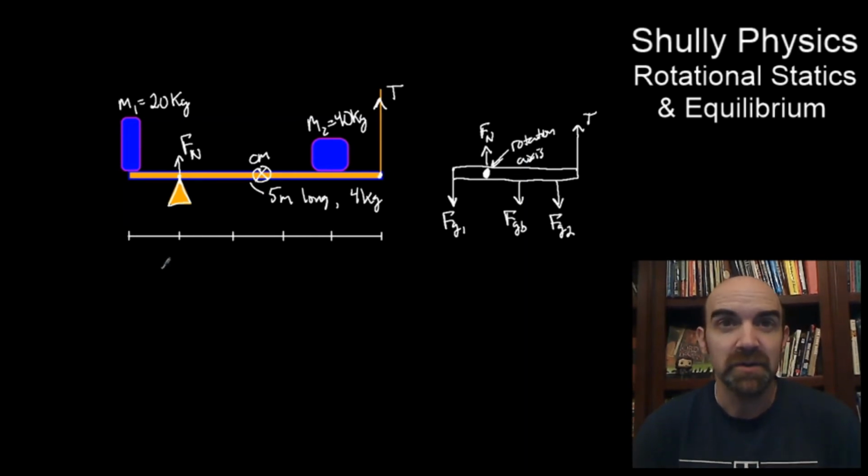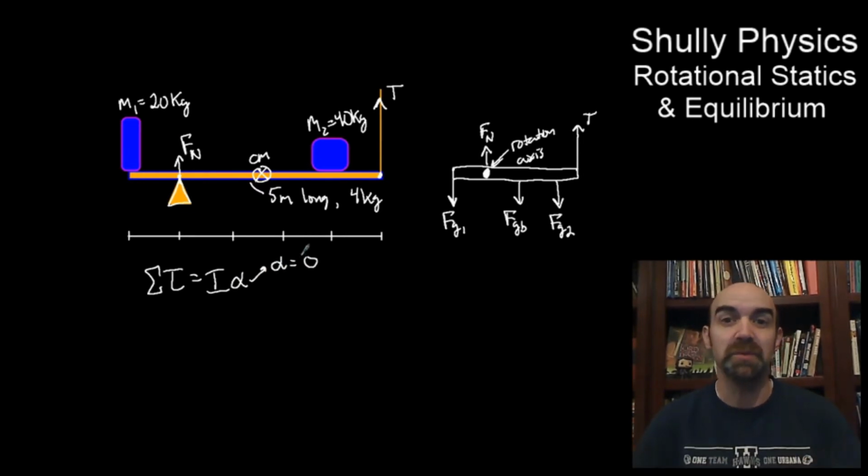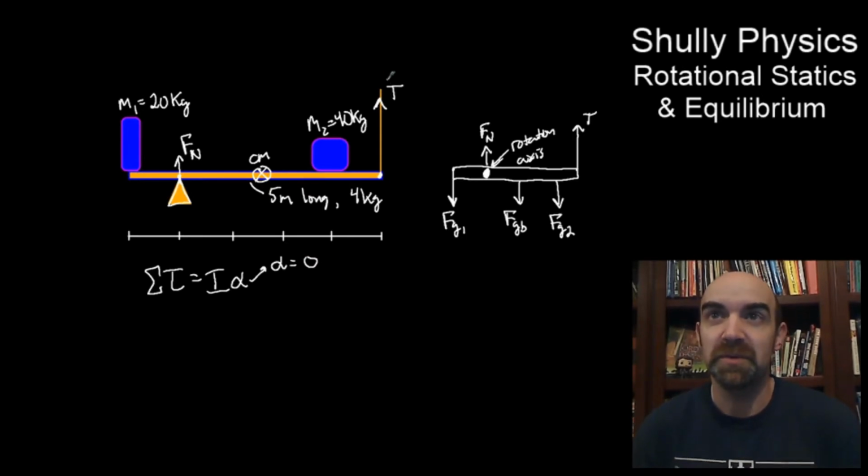So what can I do? I can go right to Newton's second law for rotation. Sum of all the torques equals I alpha. And again, what we want to do here is set alpha equal to 0 for equilibrium. We're trying to find an equilibrium state and determine the tension force and this normal force over here.